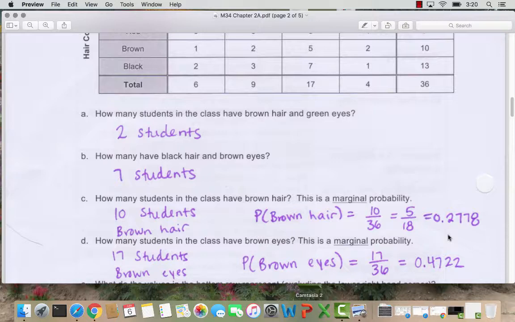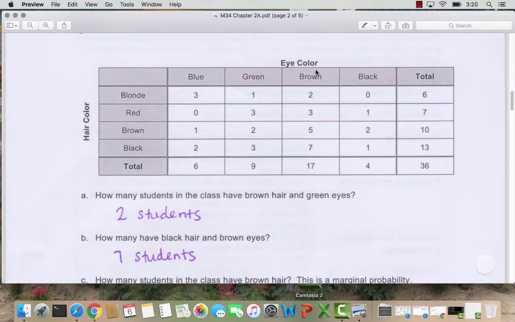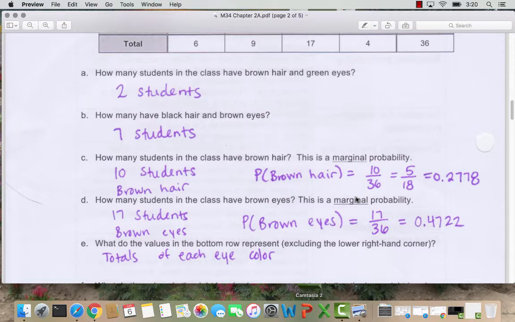Similarly, we could say how many students in class have brown eyes. So we come up to the brown eye column and we find the column total down here in the last row. And so that's 17. If we want to make it a probability, we say 17 out of 36 students have brown eyes. That's a probability of having brown eyes, 17 out of 36. As a decimal, we could translate that to 0.4722.